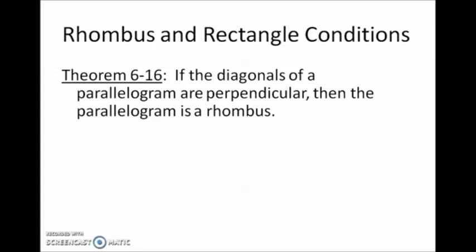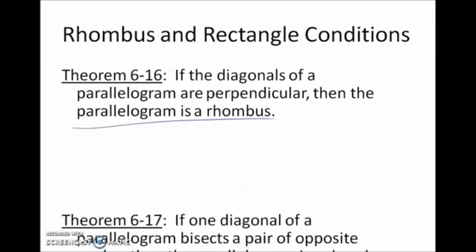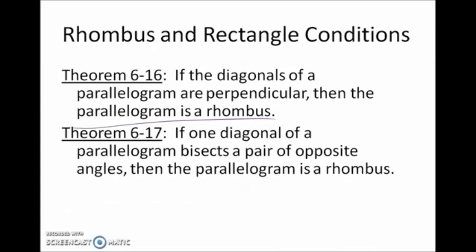If all we're given is a diagram that shows I have a parallelogram and the diagonals are perpendicular, I can 100% conclude that that parallelogram is a rhombus. Additionally, if I've been given a parallelogram and I know one diagonal, just one, bisects a pair of opposite angles, then I also know for sure that this is a rhombus. So once again, it's kind of the converse of what we just learned about the properties.